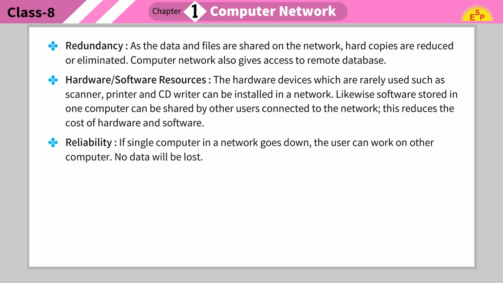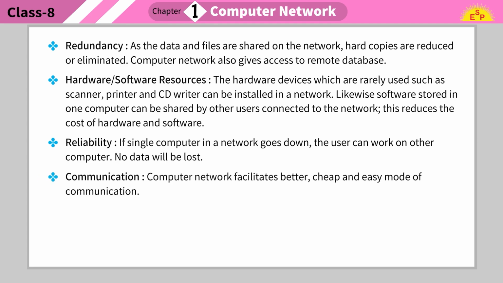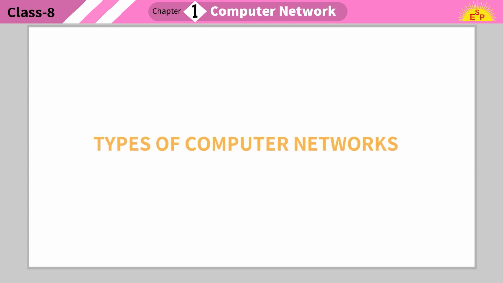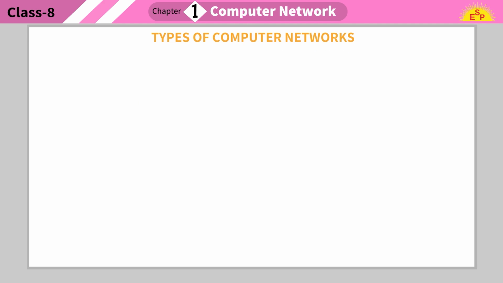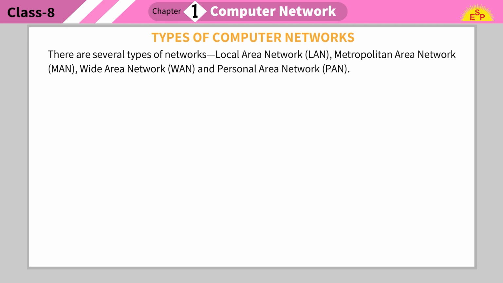Reliability: if a single computer in a network goes down, the user can work on another computer. No data will be lost. Communication: computer network facilitates better, cheap and easy mode of communication. Types of computer networks. There are several types of networks: local area network LAN, metropolitan area network MAN, wide area network WAN and personal area network PAN. Let us discuss them below.